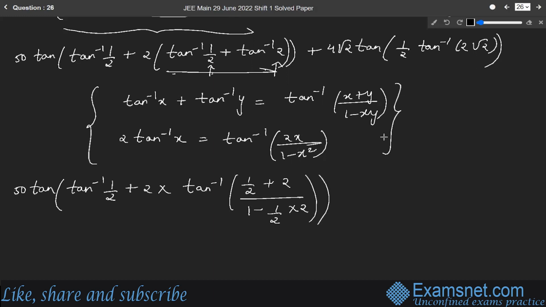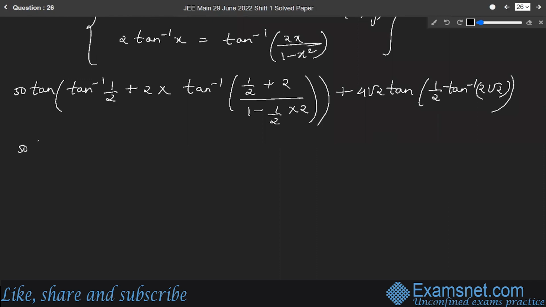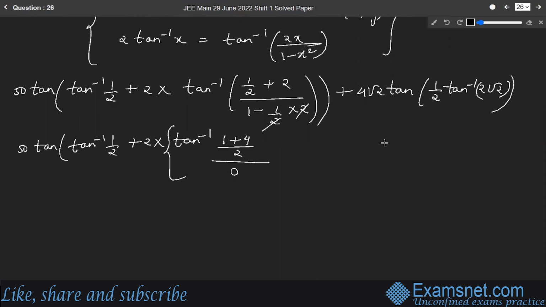So then we have 4 root 2 tan into 1 by 2 tan inverse 2 root 2. Now, when we solve this particular expression, it will be 50 tan into tan inverse of (1 by 2 plus 2) into tan inverse. Okay. In the numerator part, we will have 1 plus 4 by 2. And in the denominator, this 2 and 2 will be cancelled. So 1 minus 1 will be 0. You can see that this expression will have the infinite value.